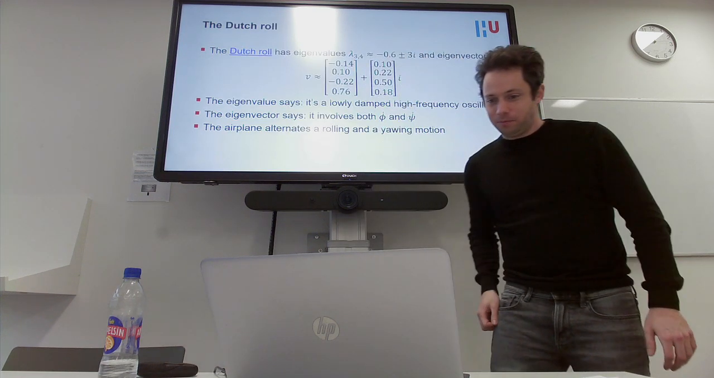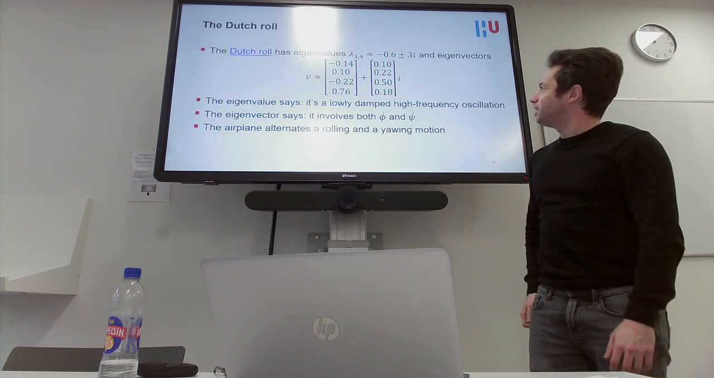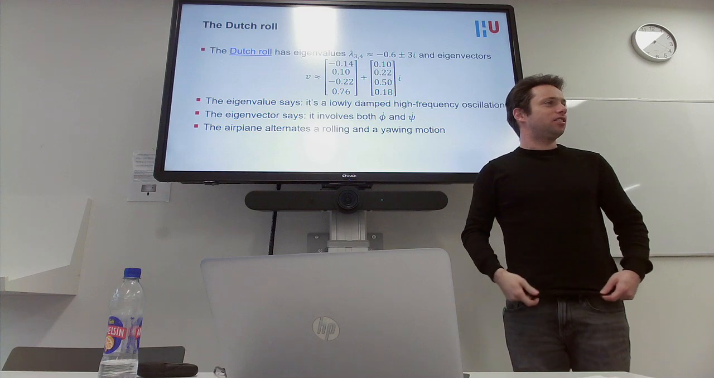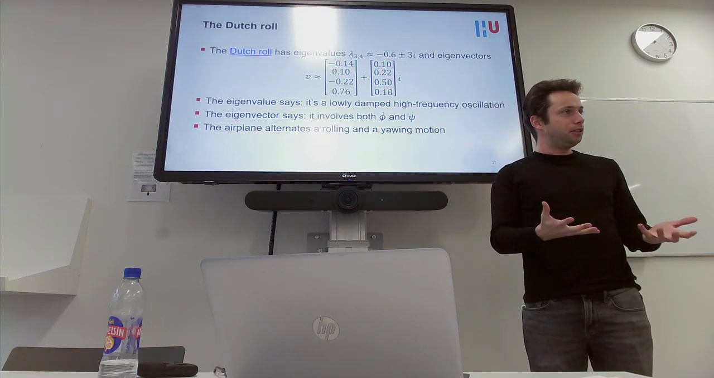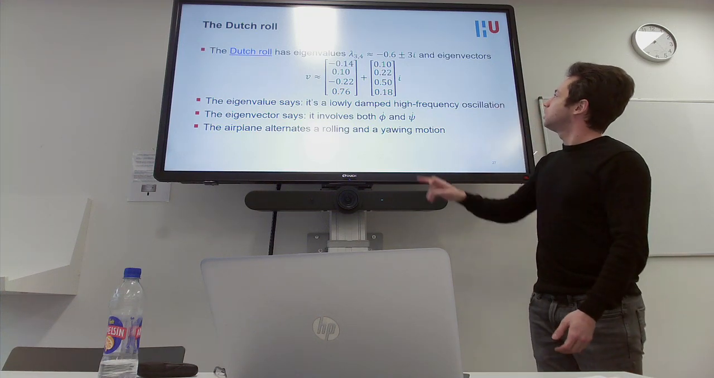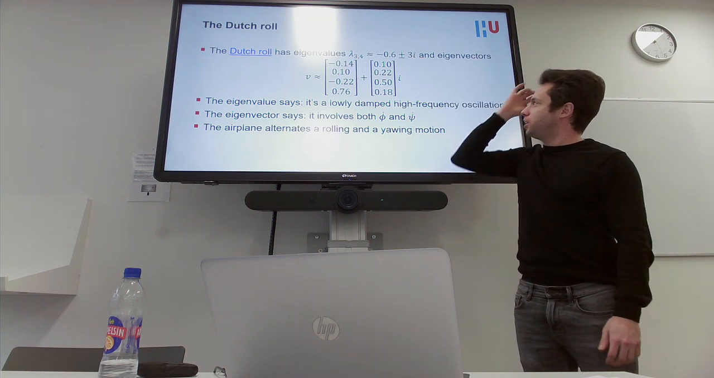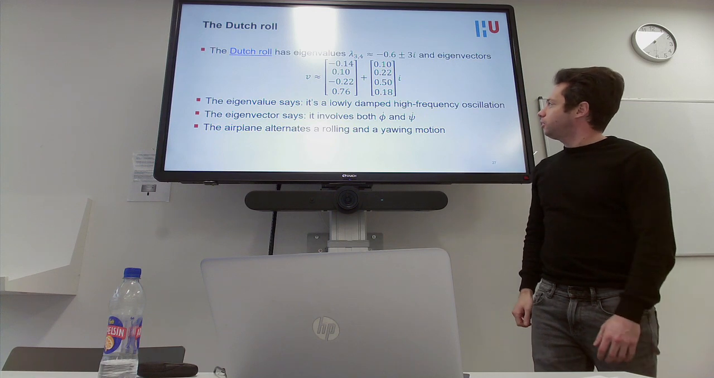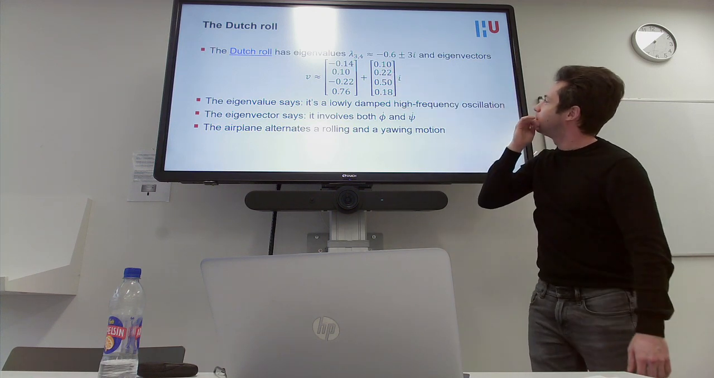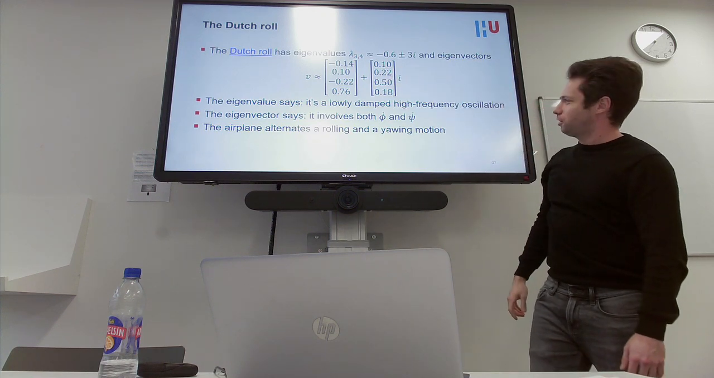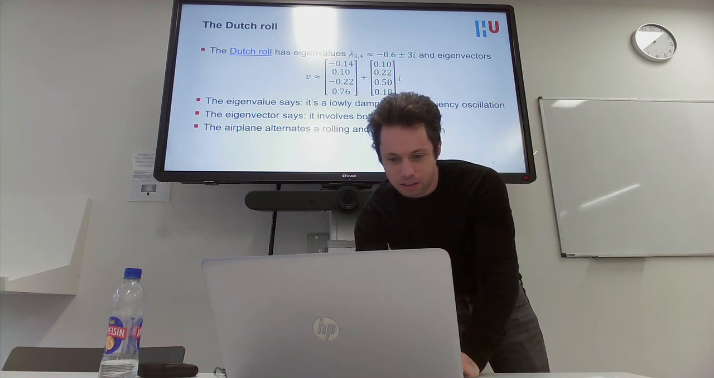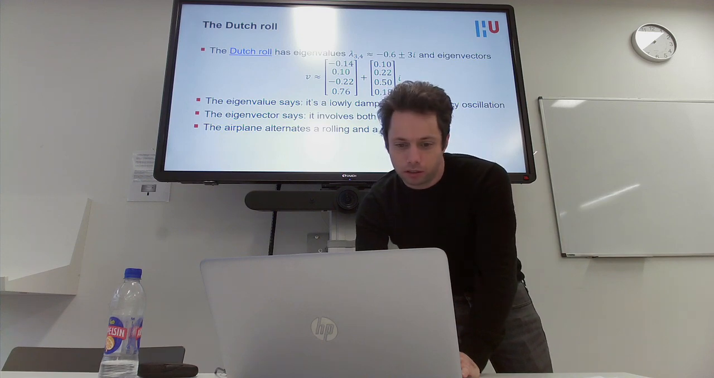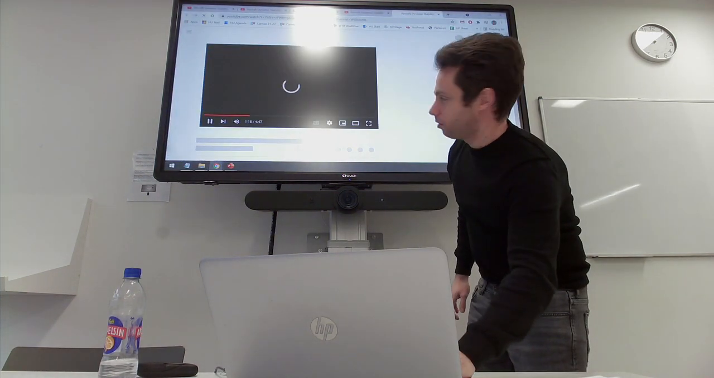And then there's the last one, the Dutch roll. This one has oscillations, a real part of minus 0.6. So that is damped, but not so much, a bit. And an imaginary part of 3, which is medium frequency oscillations, and it kind of lives in everything. Yeah, cool. So that's kind of curious. And sometimes it's damped and sometimes it's not. Oh, no, that's not true, right? No, the eigenvectors mean something else. Okay. So let's have a look at what it means.